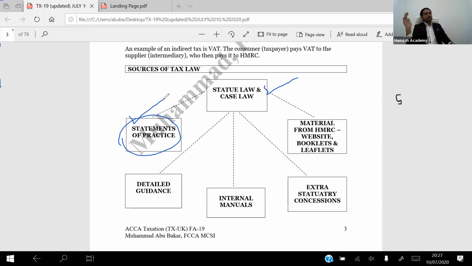Now statements, you cannot call it... I heard an officer of the tax department saying that tomorrow Value-added tax is gone, you cannot refer to that part. I don't know in what condition he mentioned that part. But anything which is decided in the court of law will become part of the law in the future. Material from HMRC websites, books, everything, leaflets, of course, in all the tax systems.